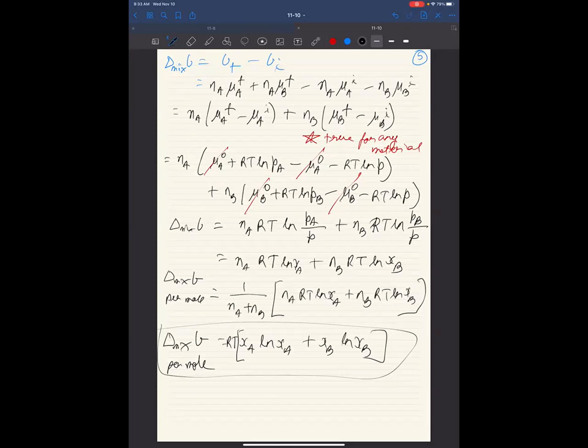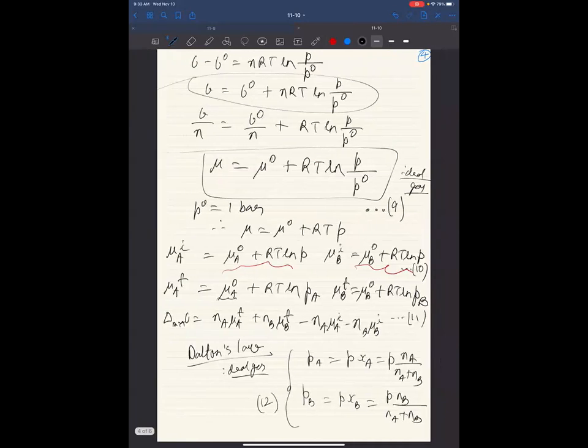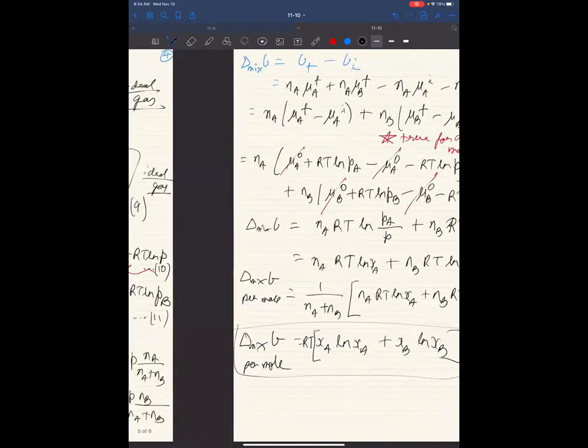And the third thing we showed is that G equals G naught plus nRT ln P by P naught for an ideal gas. Therefore, mu equals mu naught plus RT ln P by P naught. And we said P naught equals 1 bar or 1 Pascal or whatever unit you are measuring your pressure in. You set it to be 1 in that unit. So through this, we get this equation.